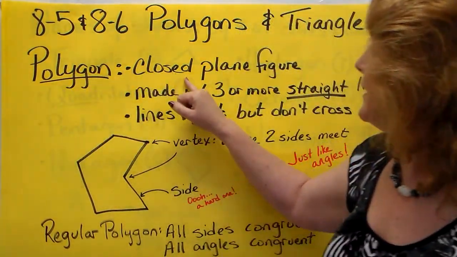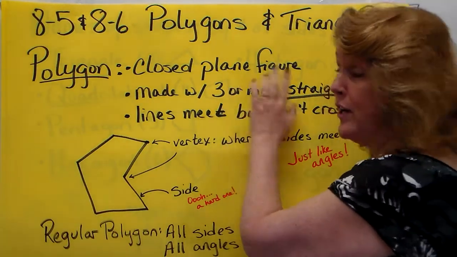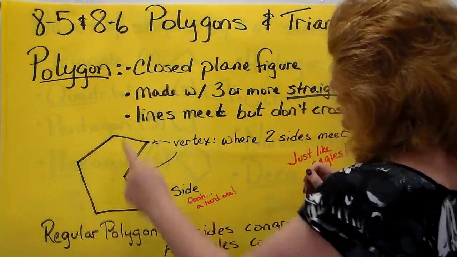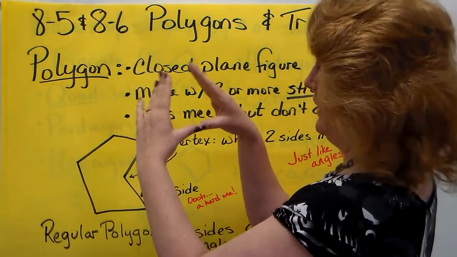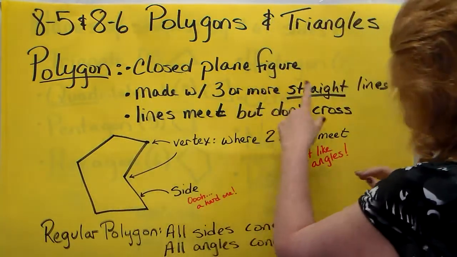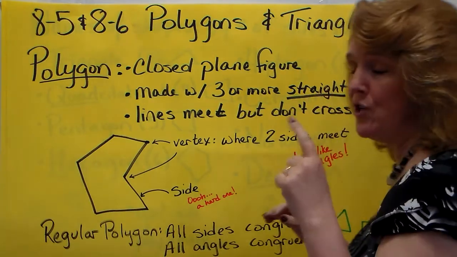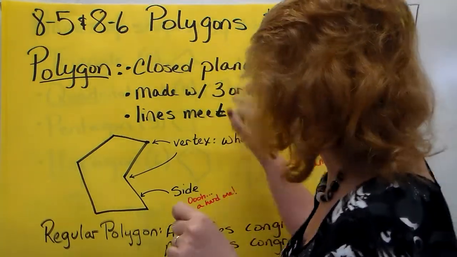A polygon is a closed plane figure. Plane means it's flat, it's on one plane, it's not three-dimensional. Closed means it's not open, like this shape would be open. Has to be closed. It's made with three or more straight lines. If you don't have a straight line, if you have any curve at all, it is not considered a polygon.